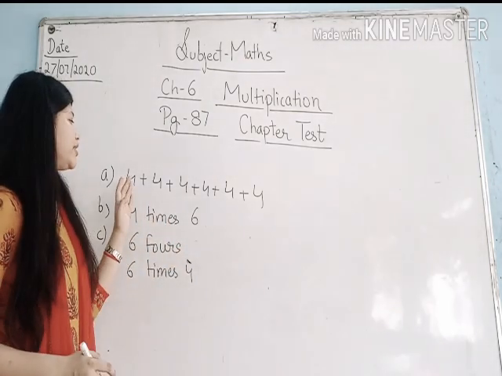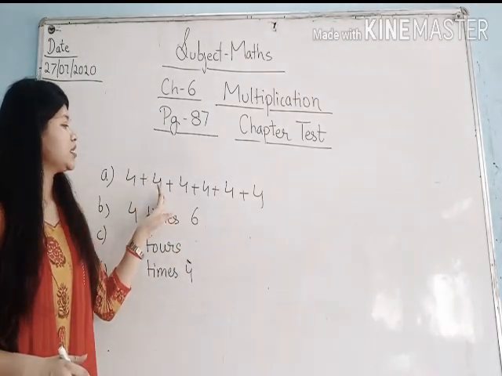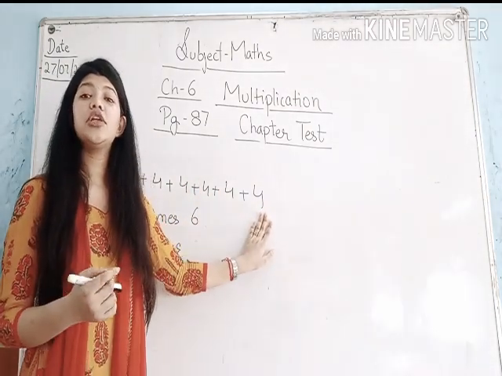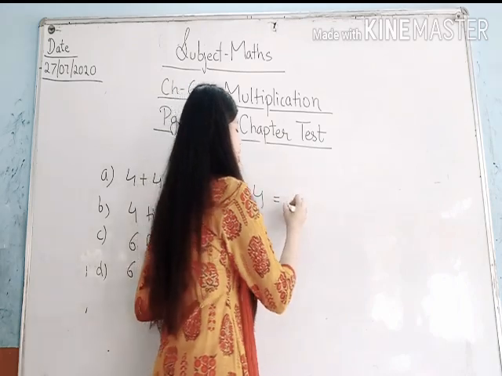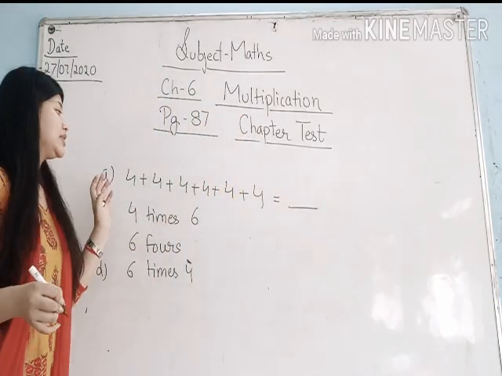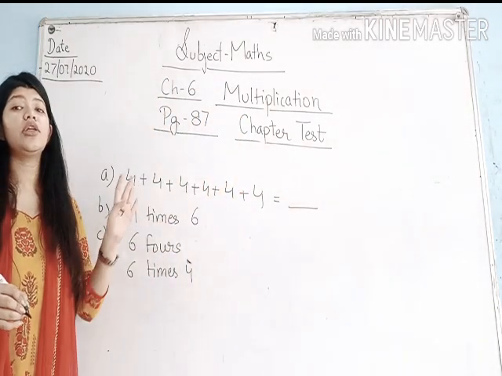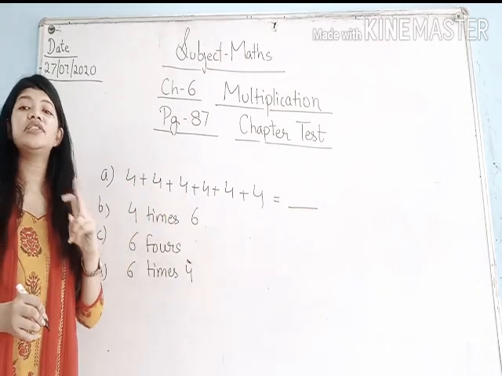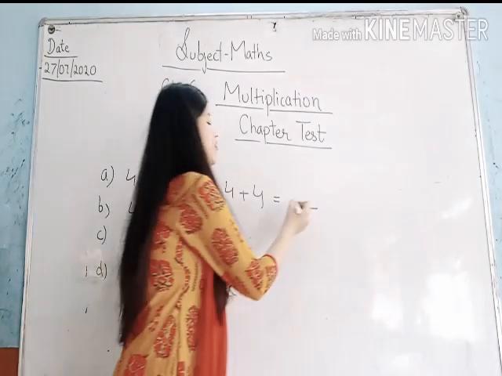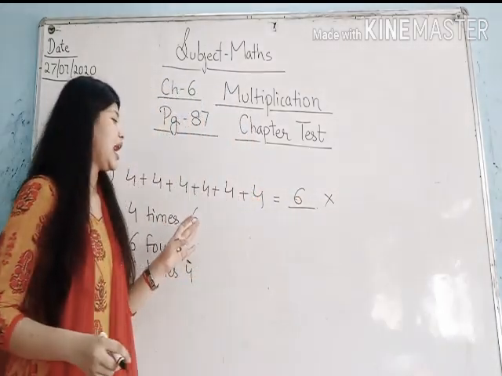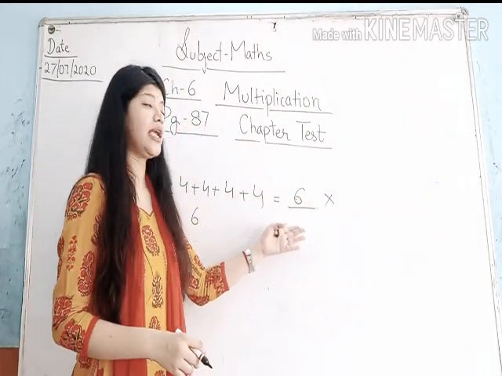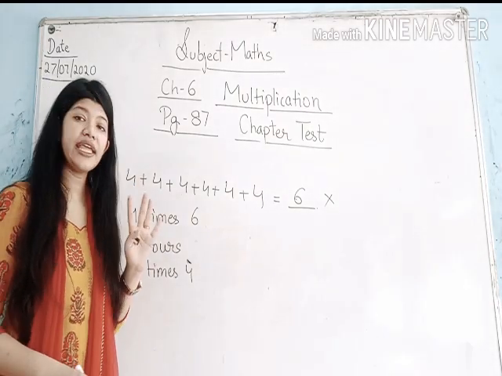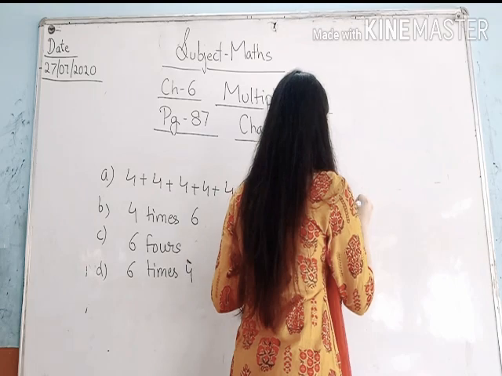Okay, so let's solve. First one, 4 plus 4 plus 4 plus 4 plus 4 plus 4 will be equal to, yes. Now tell me, the first factor will be 6. Yes, why 6? Because there are 6 equal groups. It means we have added number 4 6 times. So our first factor will be 6. And then we will put multiplication sign. And next number will be 4. Why? Because there are 4 in each group. Yes. So we will write 4.